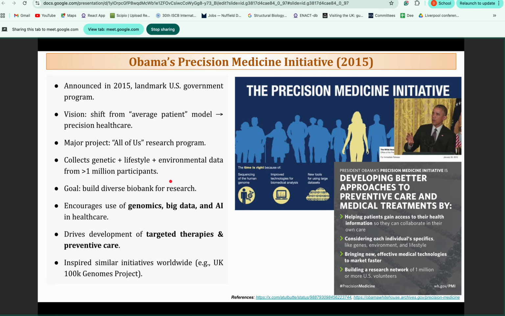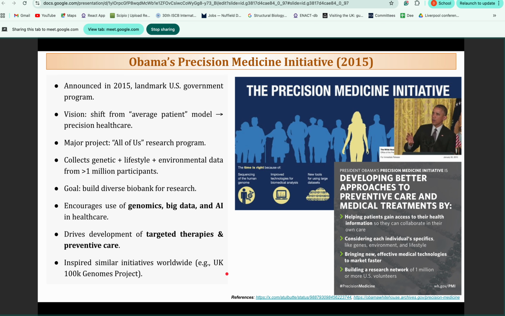Many countries have taken this initiative, in which they now collect the genomic data of each and every patient, already available, and there is a biobank. In a biobank, the data is already stored for research. It encourages the use of genomics, big data, and AI in healthcare, and it also drives the development of targeted therapies and preventive care. It inspired similar initiatives worldwide.